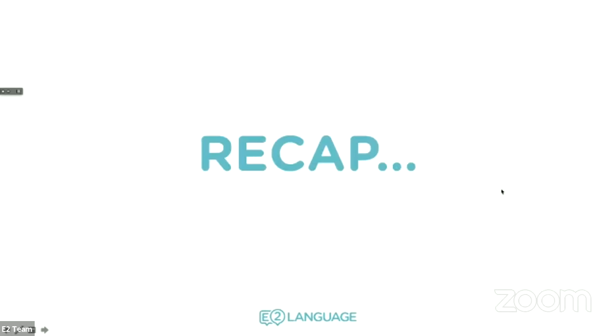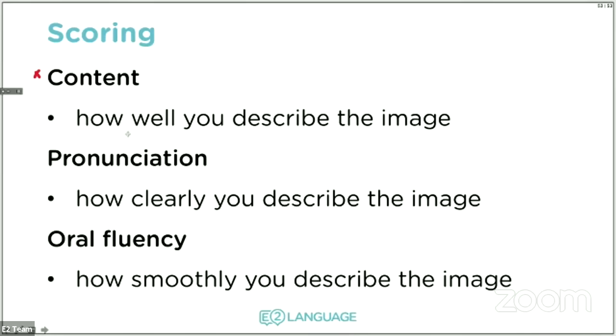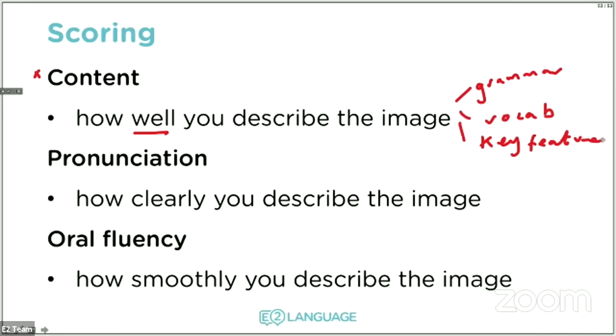Cool. Let's recap what we learned. So we learned about scoring. We learned that content is important. This means how well you describe the image. This, by the way, includes your grammar and your vocabulary. And it also means, did you describe the key features? Really, this is about those key features using correct grammar and vocabulary, right?